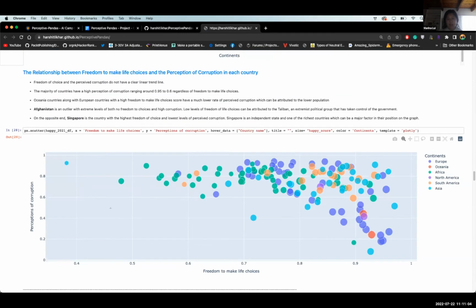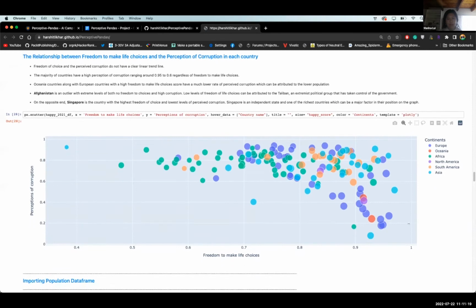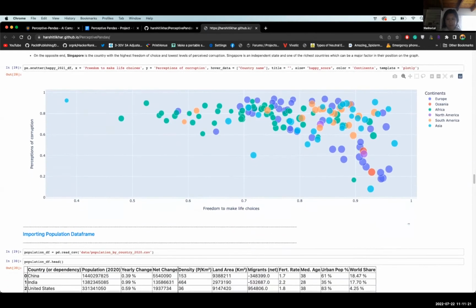Next, this graph is a relationship between freedom of life choices and perception of corruption. And some outliers are Singapore and Afghanistan. And these could be due to the controls of government and different political events.